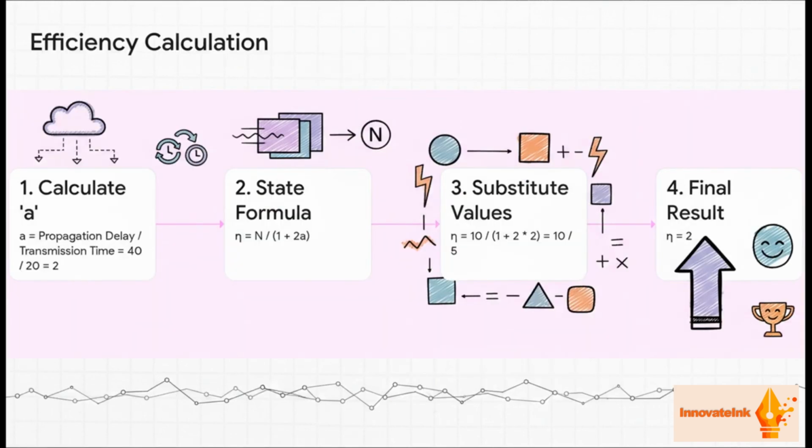Let's walk through it. First, we calculate that A value, which is just travel time divided by send time. So 40 divided by 20, that's 2. Simple enough. The formula for efficiency is the window size, N, divided by 1 plus 2A. So we plug in our numbers. That's 10 divided by 1 plus 2 times 2. So 10 divided by 5, which gives us 2.